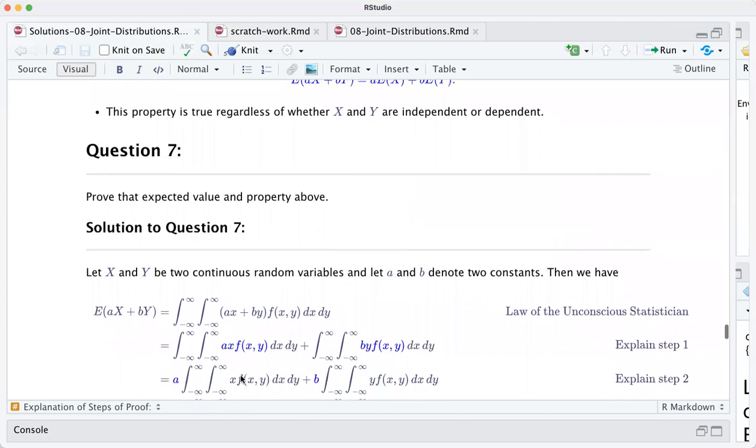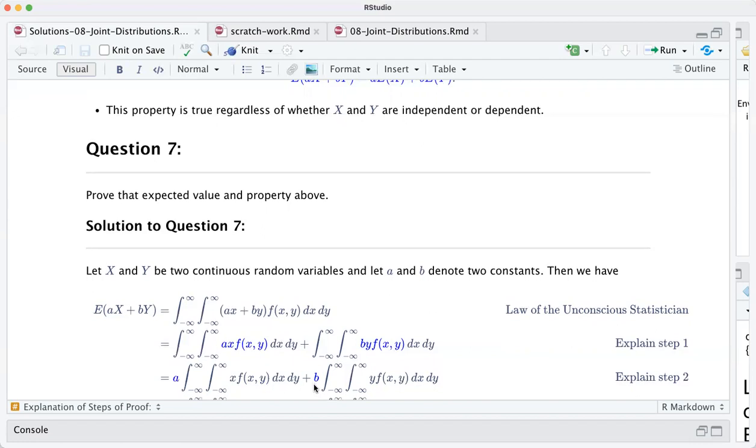So the next thing that I can do is take this constant a and pull it out from inside the integral because it's multiplication by a constant. And I'm going to use that same integration property over here, which says b is a constant, so I can integrate first and then multiply by this constant b afterwards. So now I've pulled out my constants a and b.